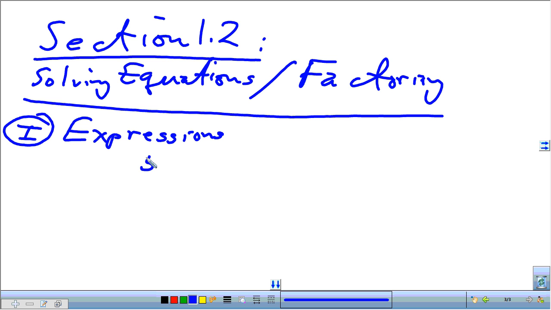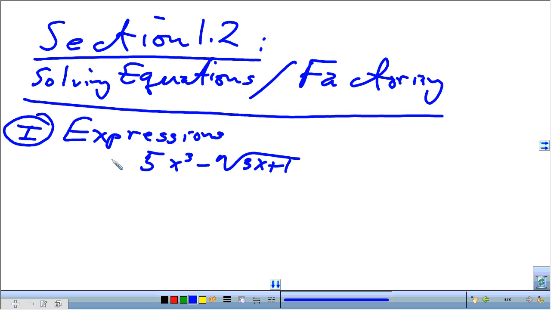So, for instance, I might write 5x cubed minus the square root of 3x plus 1. So, just a basic algebraic expression. Notice that an expression is just a clause without an equal.